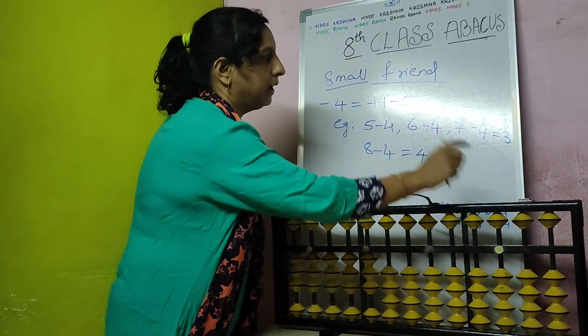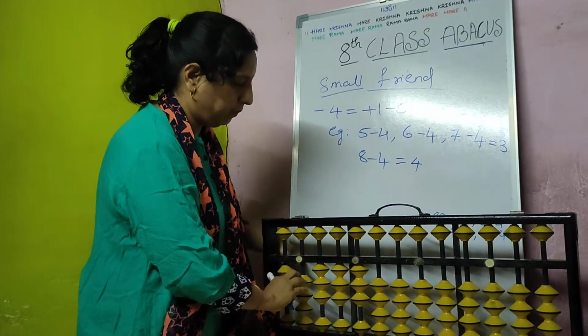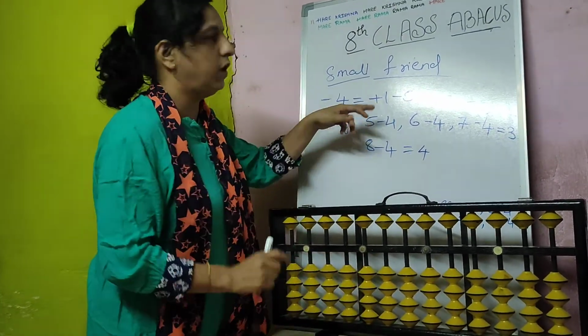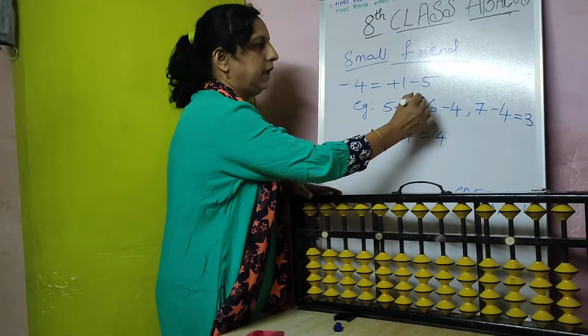So on the complete abacus you have to set 7 first, then do minus 4 by saying this formula, plus 1 minus 5, plus 1 minus 5, like this. Say it and do it.